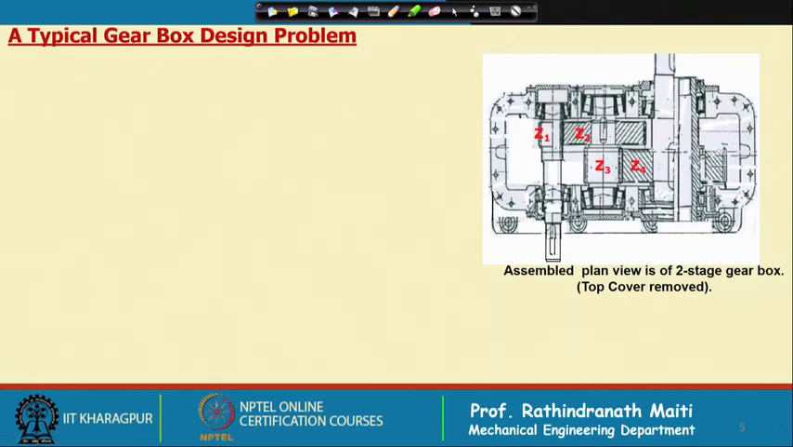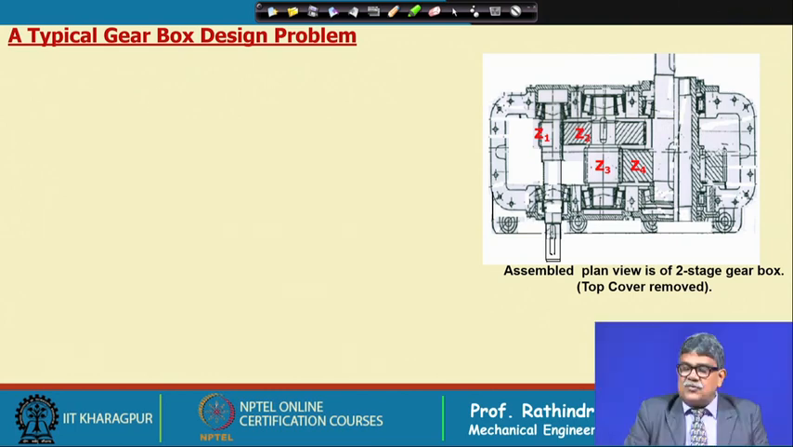Now, in our case we shall learn the design of gears, selection of bearings, finalizing the shaft dimension, etc., based on a problem. Now, here I have shown as if we are designing a two-stage gearbox, but the stage depends on what the transmission ratio is.